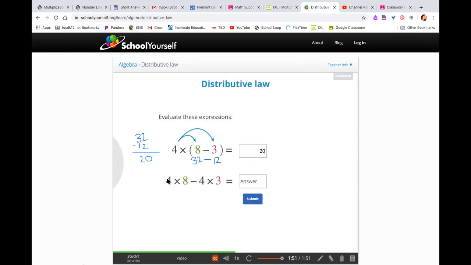Okay. So now if we solve it this way, 4 times 8 is still 32. Whoops, that looks terrible. It looks like a Y. Yeah, we'll pretend that says 32. All right, and then 4 times 3 is still 12. Bring down our minus sign. So we get the same problem, 32 minus 12. Is our answer going to remain the same? Yes.